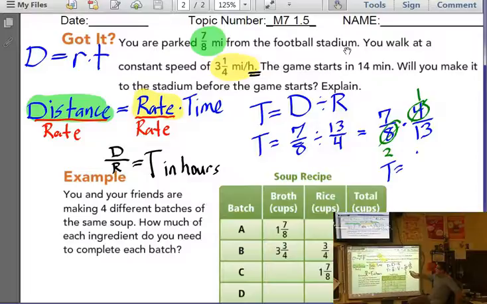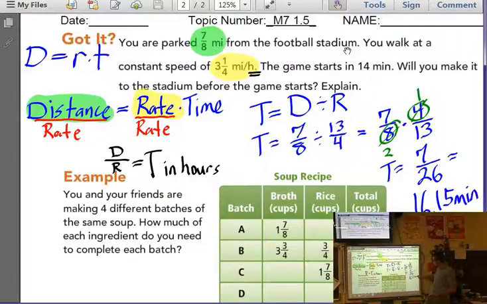In the end, our time is 7/26. But that's 7/26 of what? Of an hour. How do I go from hours to minutes? Times 60. When I multiply by 60, and then we're done here, guys. When I multiply 7/26 by 60, we get 16.15 minutes. So sadly, you will not make it for kickoff.